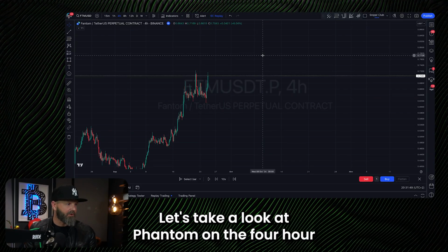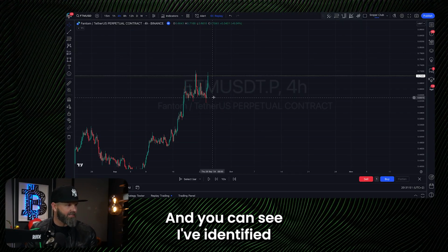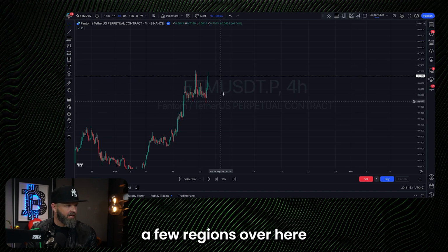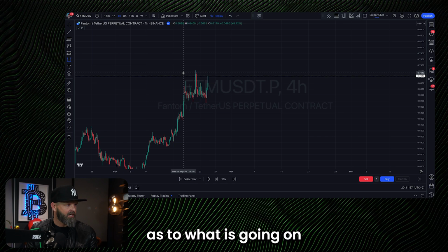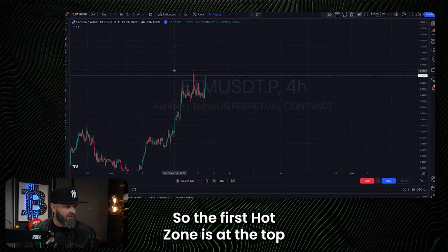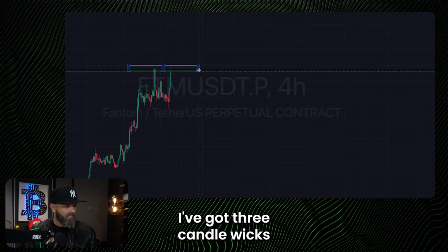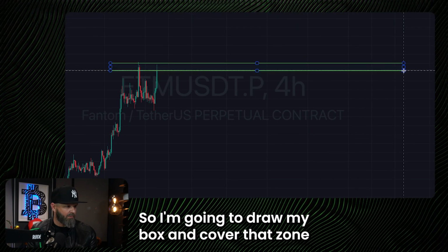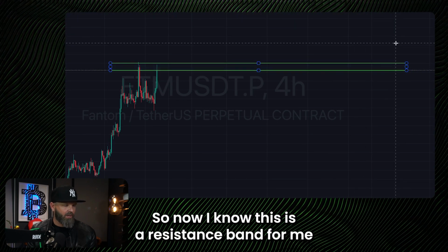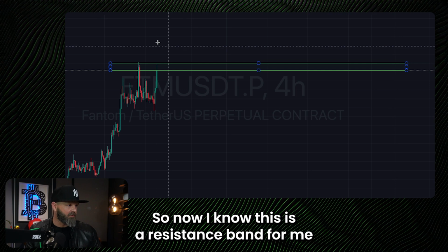Let's take a look at Phantom on the 4 hour. And you can see I've identified a few regions over here. And now we're going to draw some boxes around some of the candles just to get a picture as to what is going on. So the first hot zone is at the top. You can see I've got 3 candle wicks and a couple of candle closes in that region. So I'm going to draw my box and cover that zone. So now I know this is a resistance band for me.